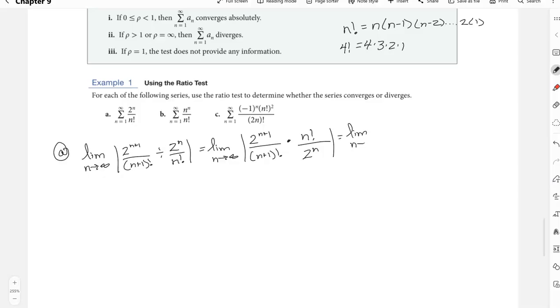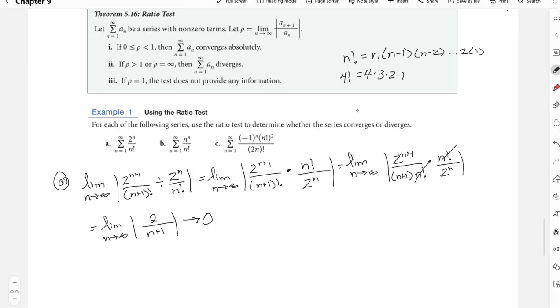So here's what I know. 2 to the n plus 1. N plus 1 factorial is n plus 1 times n factorial. And now we're going to see some magic happen. So those n factorials are going to cancel, and those 2's are going to reduce. Remember, when we divide and we have the same base, we subtract the exponents. So I'm going to be left with a 2 in the numerator and n plus 1 in the denominator. And we know that that limit is going to go to 0. And since it goes to 0, then we would say that this converges absolutely.